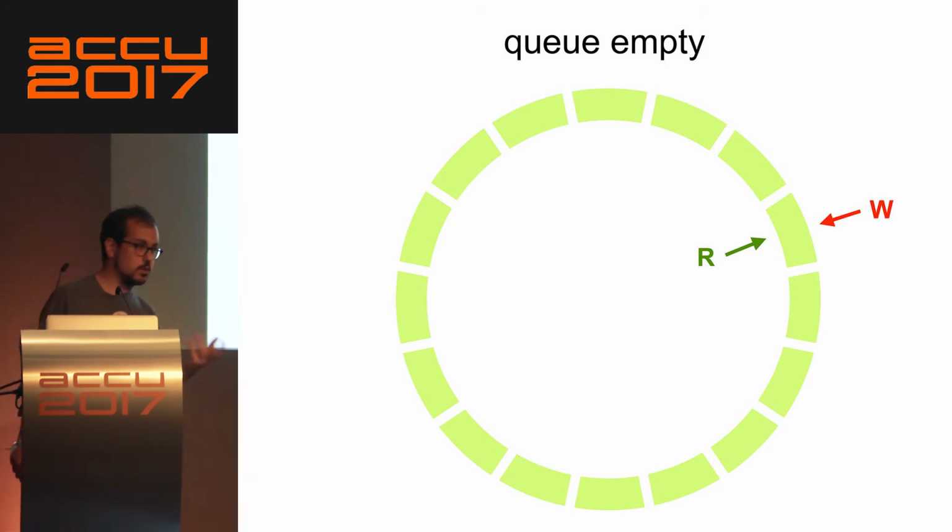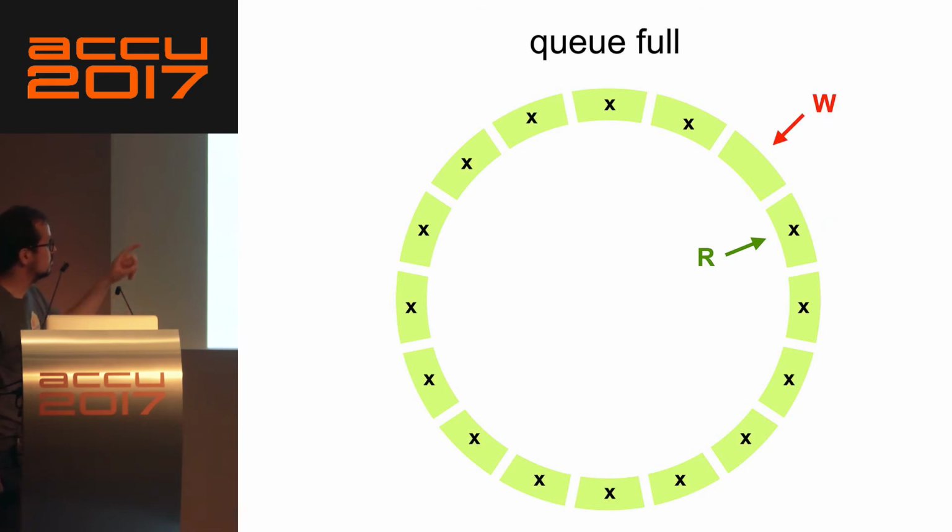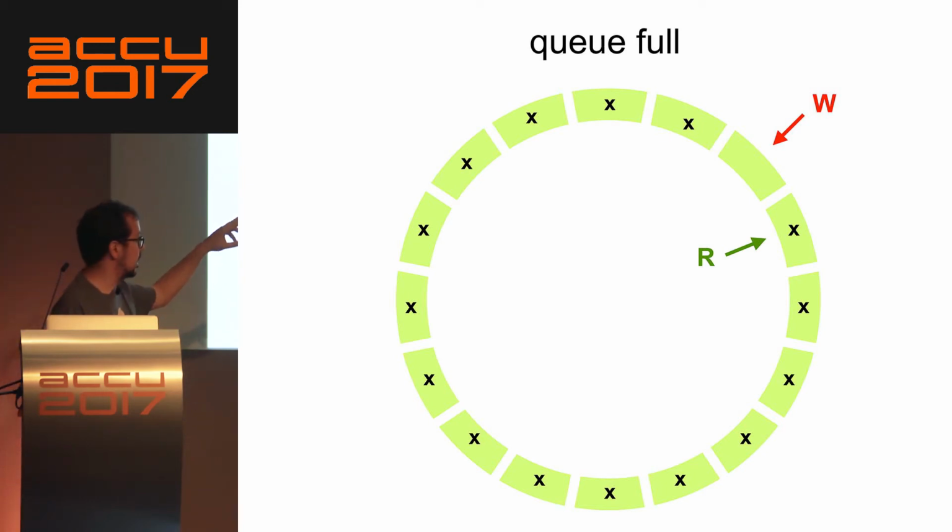Now we have different design choices for how to implement this. The way I'm going to implement it here is that we need to allocate one more element than we actually need, so that we can use reader equals writer as the condition for whether the queue is empty. And if the queue is full, we're going to be in this state where the writer has sort of caught up with the reader, but there's one space in between. So we need to have this extra slot in there.